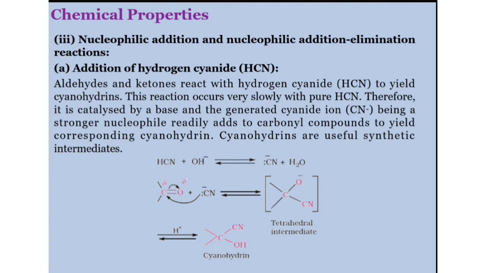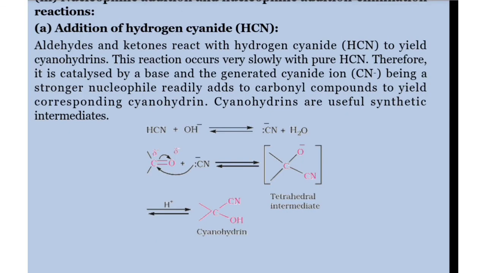And this reaction is nothing but the addition of hydrogen cyanide to the carbonyl group. So aldehydes and ketones are able to add the cyanide group to the carbonyl group. So this is how the reaction takes place.